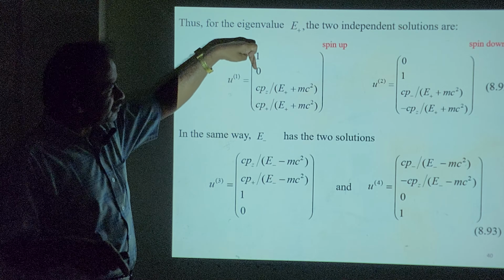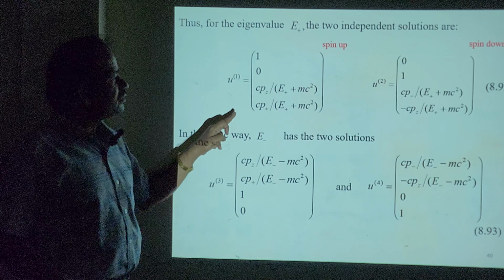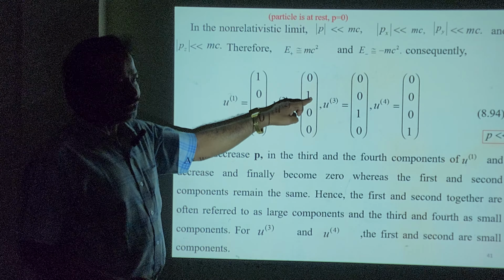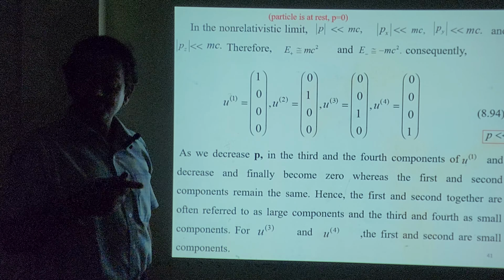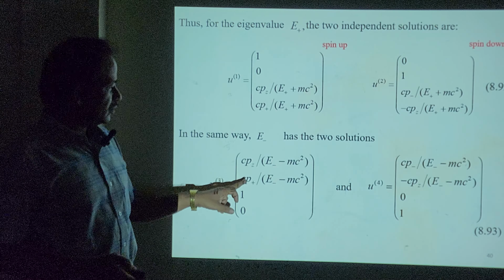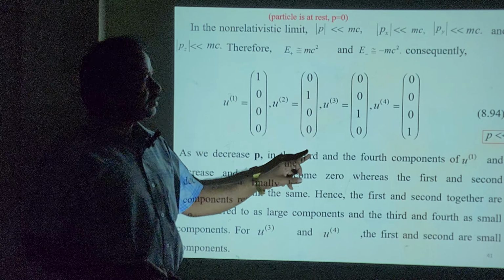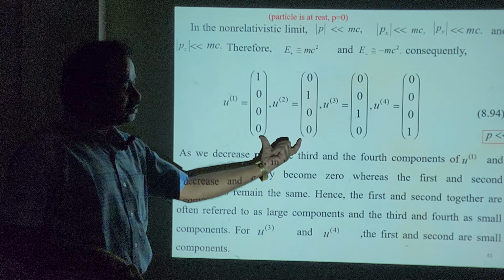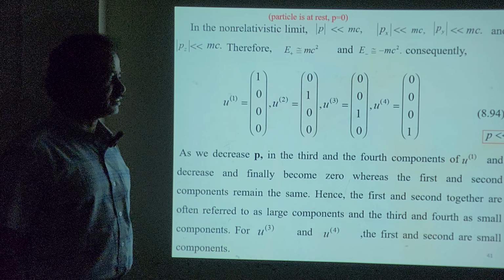So here 1, 0, 0, 0. This is for U1. Similarly, when you take U2, this is 0, this is 0, so you have 0, 1, 0, 0. This is for spin up and this is for spin down, for E plus. Similarly, you can go for Pz tends to 0. So this becomes 0, 0, 1, 0, spin up, and this is for spin down for E minus. So this is for E plus and this is for E minus. So we have 4 solutions, 4 components exist.